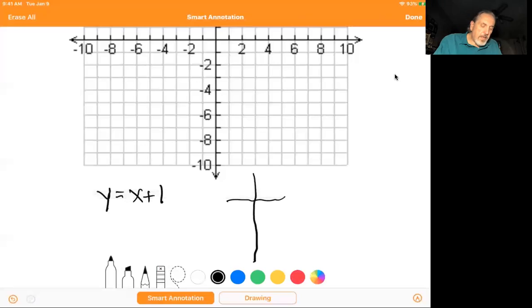Just make yourself a little cross like that. Put the x on the left side and the y on the right side. And then we're just going to pick some values for x. And you can pick any values that you want.